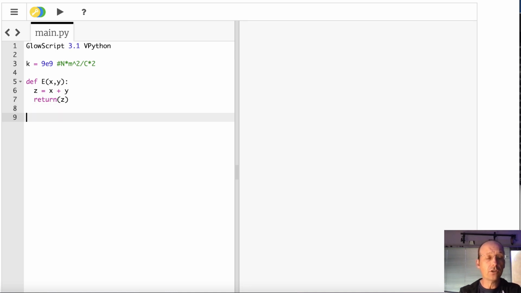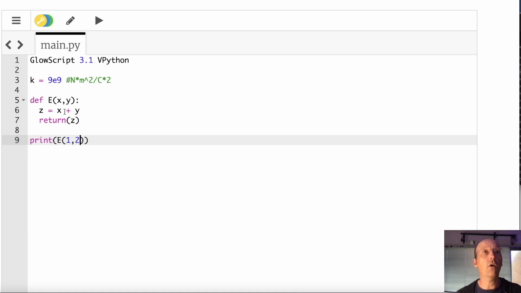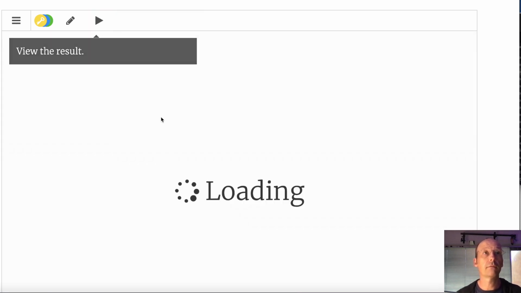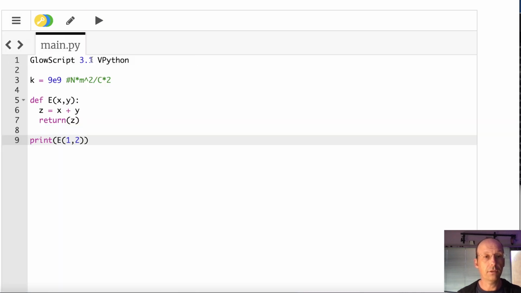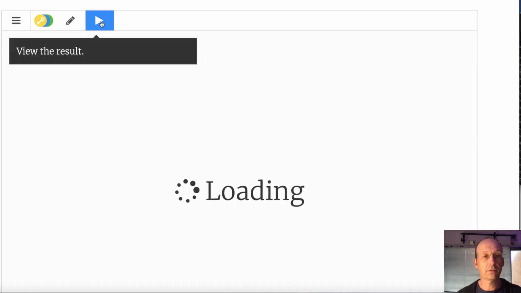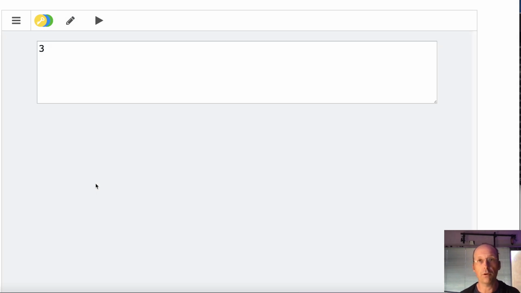So now I have that function. I can actually call that. I can say print e of 1, 2. So what this is going to do is give the function 1 for x and 2 for y. Then the function over here is going to say, okay, fine, I'm going to take 1 plus 2 and return that value z. So this should print the number 3. And it didn't. Let's change this. I don't know why it does this, but there. Okay, that worked.